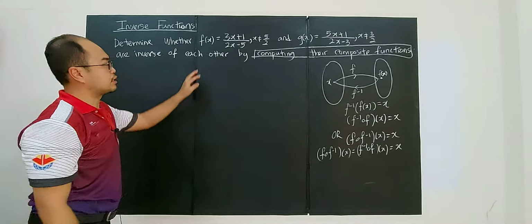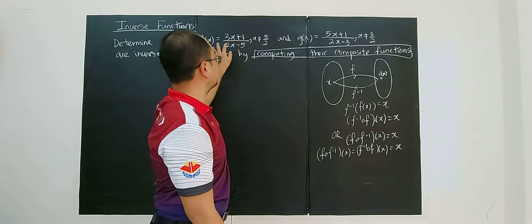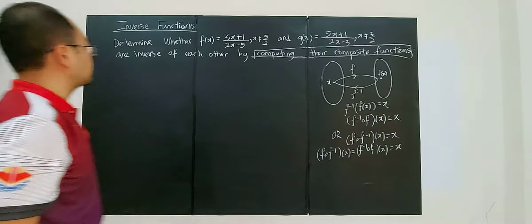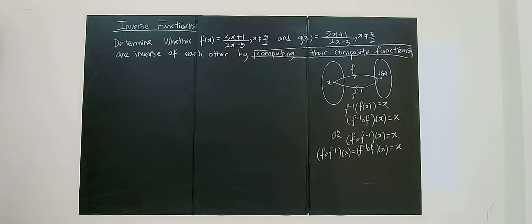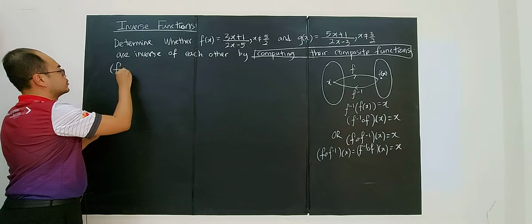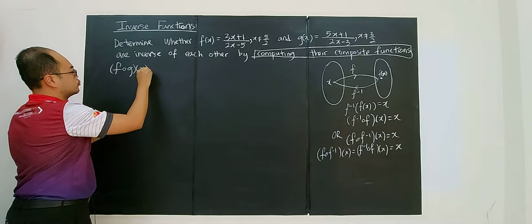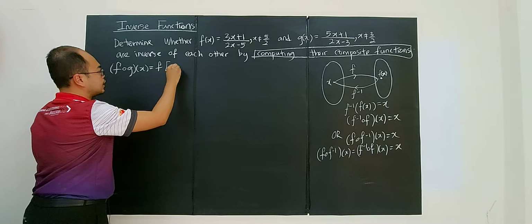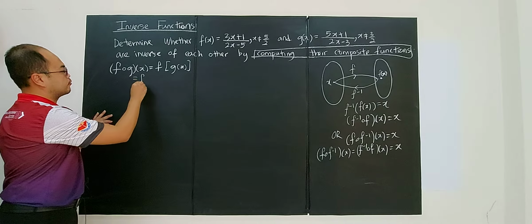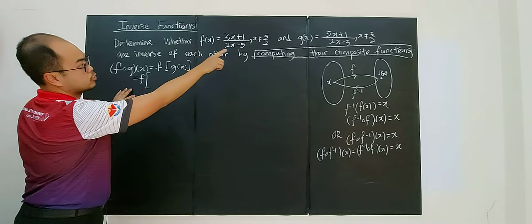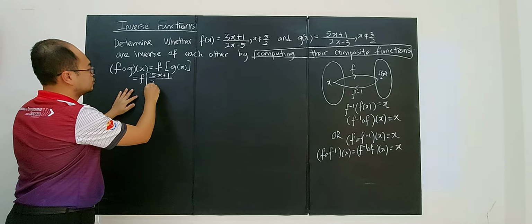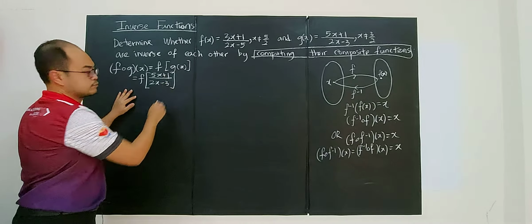If these are the inverse of each other, the composite function of f and g will produce x. Okay, let's try. Let's find fg. The composite function of f(x) and g(x) will be f of g(x), which is f with g(x) as your input. What's your g(x)? You know g(x) to be (5x + 1) over (2x - 3).